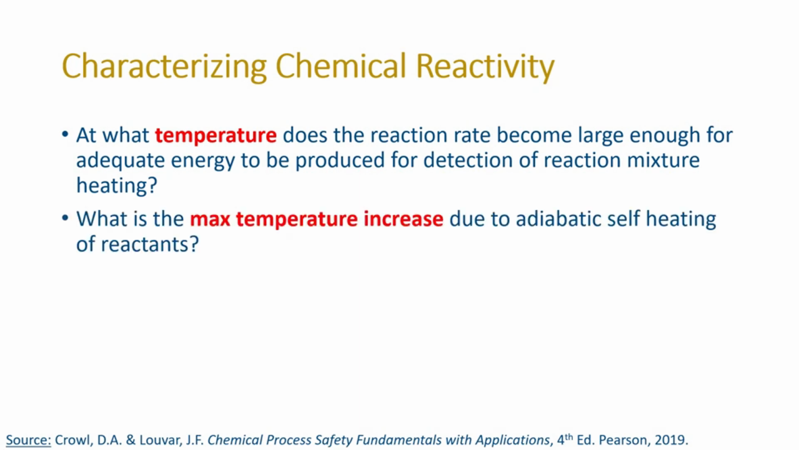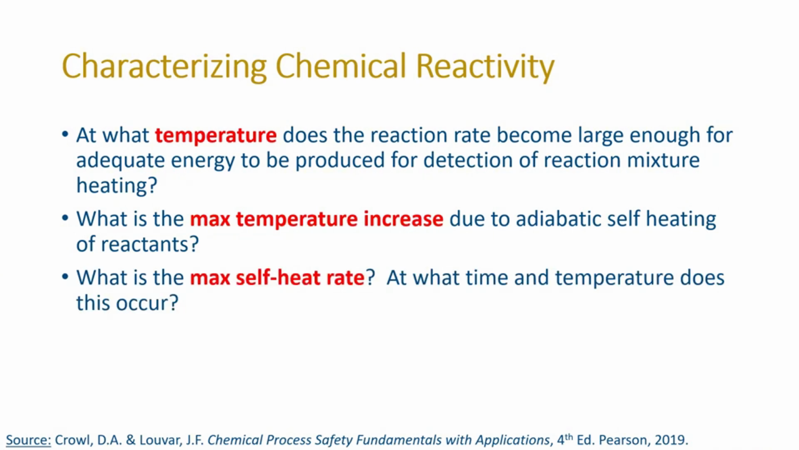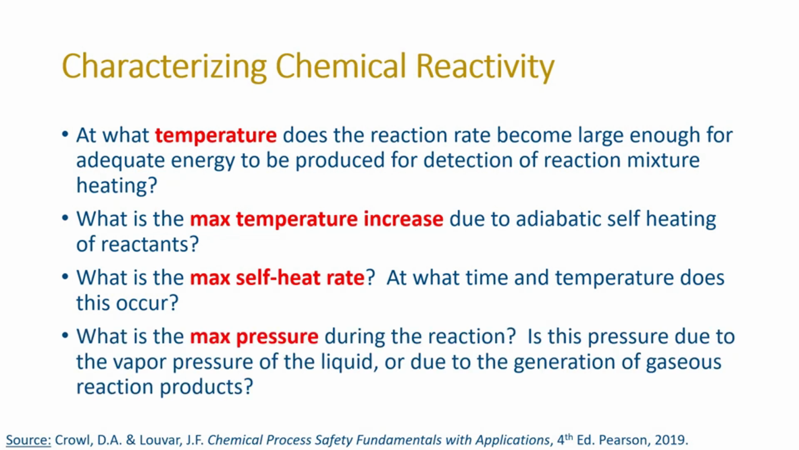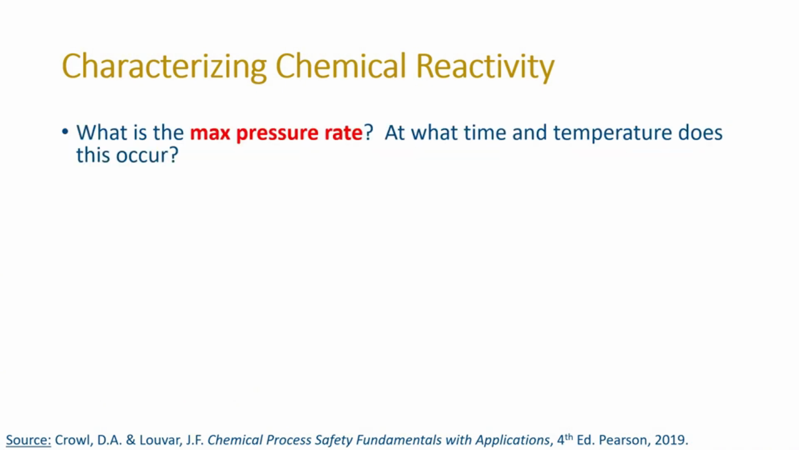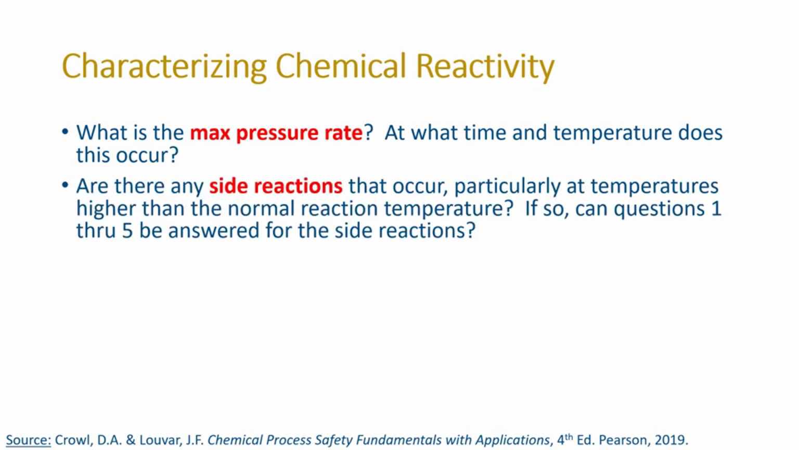What is the maximum temperature increase due to adiabatic self-heating of reactants? What is the maximum rate of self-heating, and at what time in temperature does this occur? What is the maximum pressure during the reaction, and is this pressure due to the vapor pressure of the liquid or due to the generation of gaseous reaction products? What is the maximum pressure rate, and at what time and temperature does this occur?